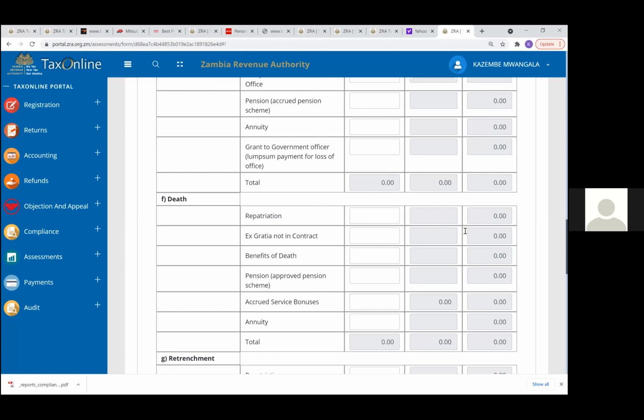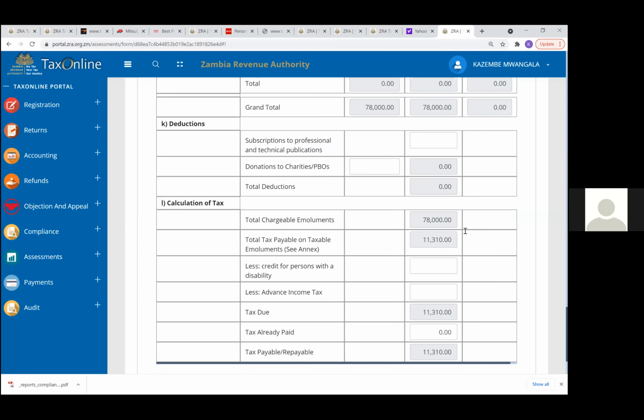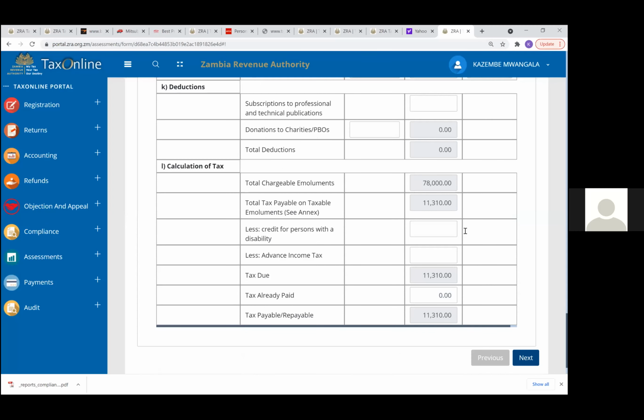$12,840. Thank you. So we calculated it: 12,840. So that is what we will put, either you as a person making the claim or the ZRA employee or assessors. So we calculated 12,840 as the tax. So this is what will be indicated as tax already paid.